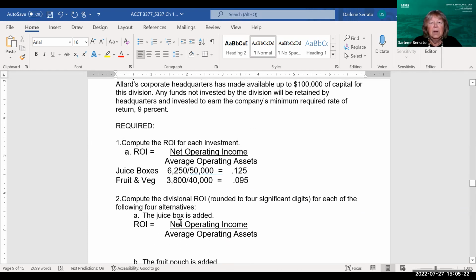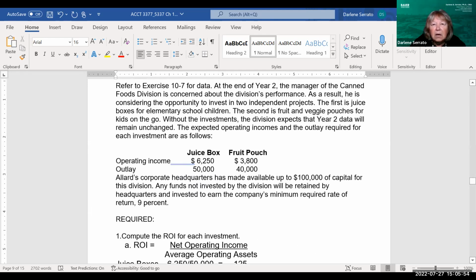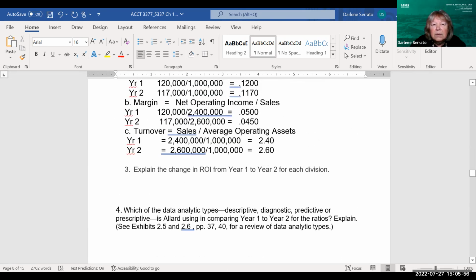That's separately. So compute the divisional ROI for each of the following 4 alternatives. So just the juice box is added. So we're going to take the original profit of 117,000 plus this profit of 6,250 divided by the investment of, was it 1 million?